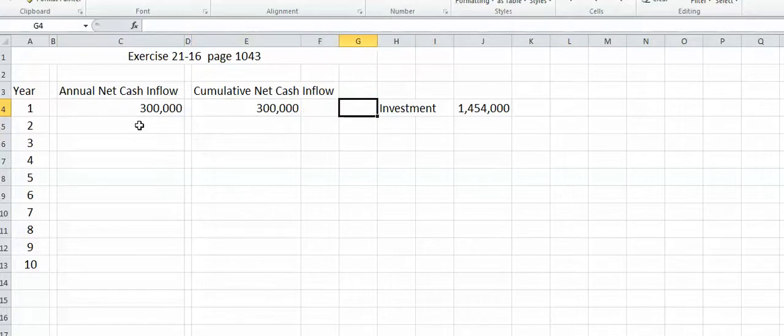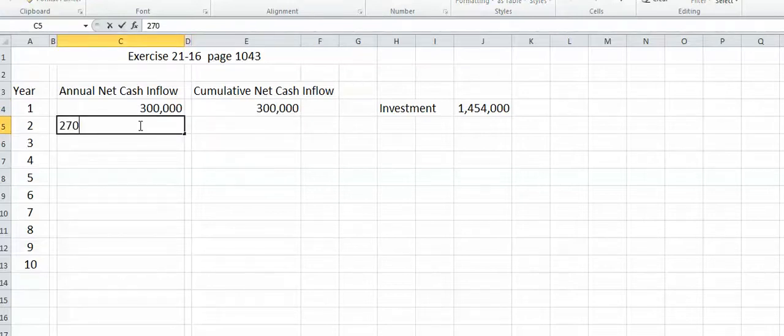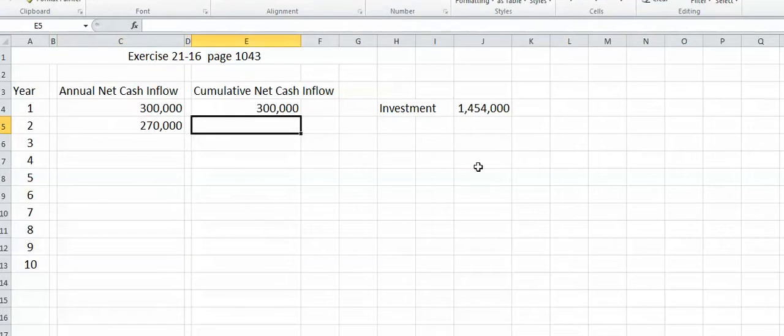So with the payback with uneven cash flows, we have to keep our eyes on the cumulative net cash inflow. Cumulative, of course, means to accumulate year after year. So I've already set up year 1, right? The annual net cash inflow for year 1 is $300,000. For the cumulative, it's going to be the same for year 1. In year 2, our annual net cash inflow is $270,000.